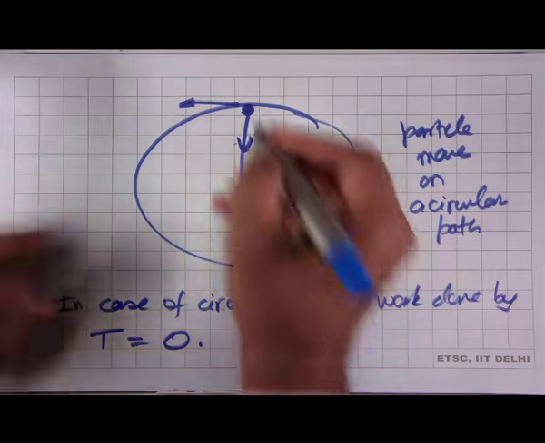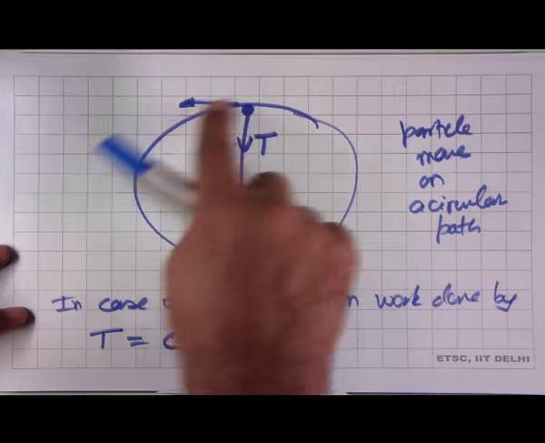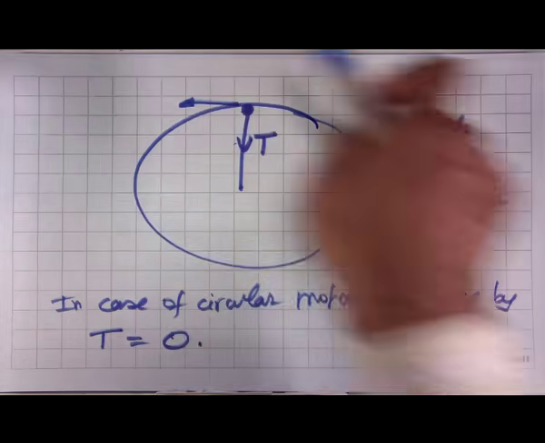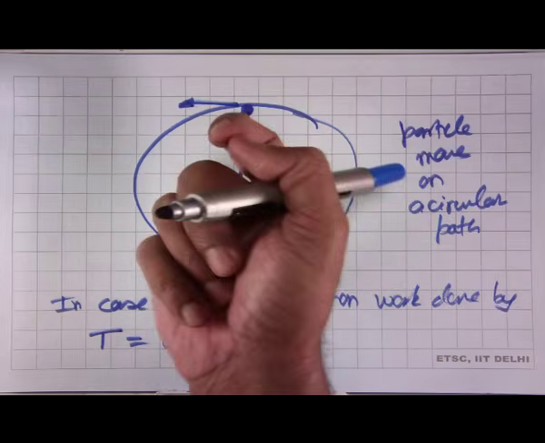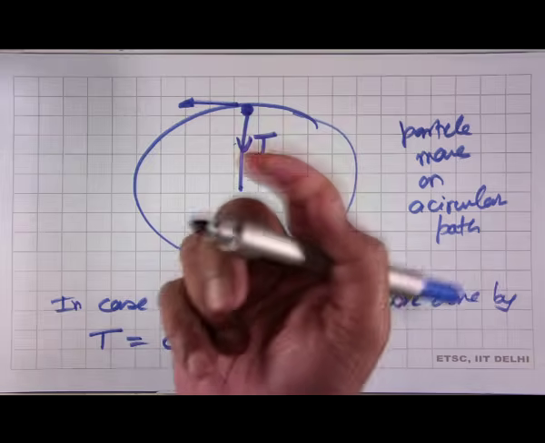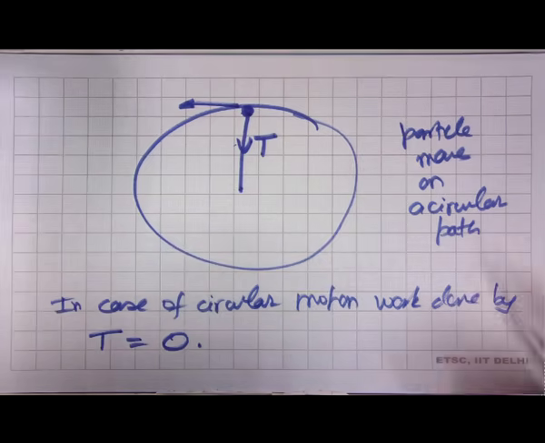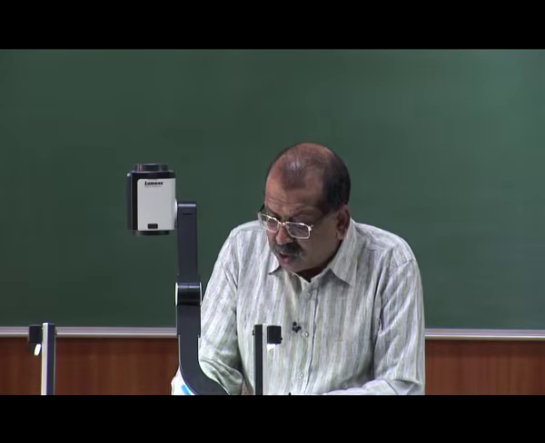And this could also be a case where a particle is moving on a circular path. In that case, the normal reaction from the ground will be in a direction perpendicular to the path, so that will also not do any work. When we apply the work energy theorem, we will see this happen. Let us look at some simple cases.